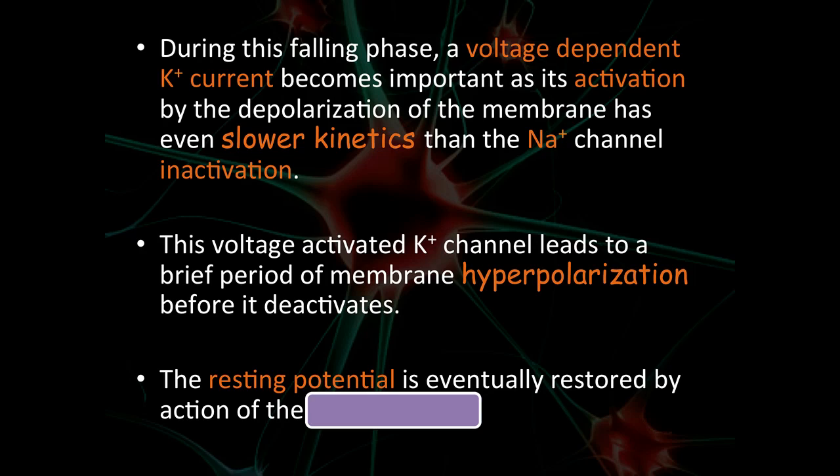So at rest it's around minus 70 millivolts. Because K plus is leaving from the inside and going out, the membrane on the inside becomes even more negative than normal. So it's what we call hyperpolarization. Alright? And when these sodium ion channels close, the resting potential will be restored by, as you know, the sodium-potassium pump.